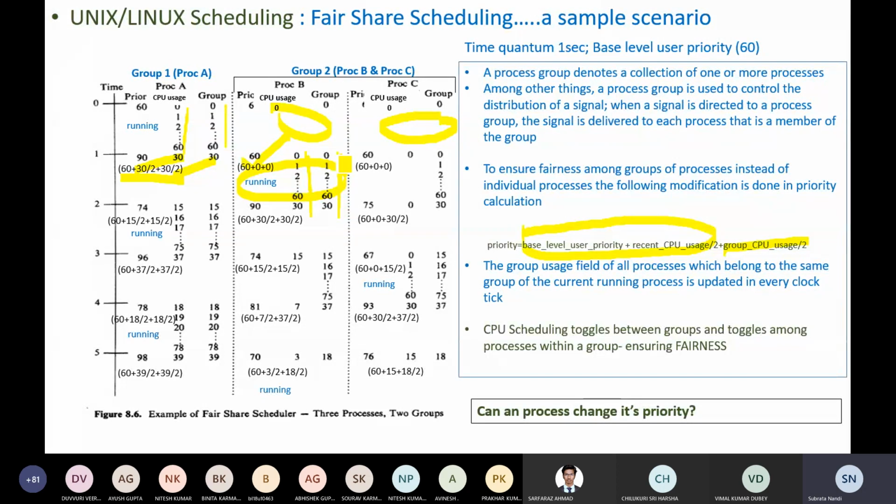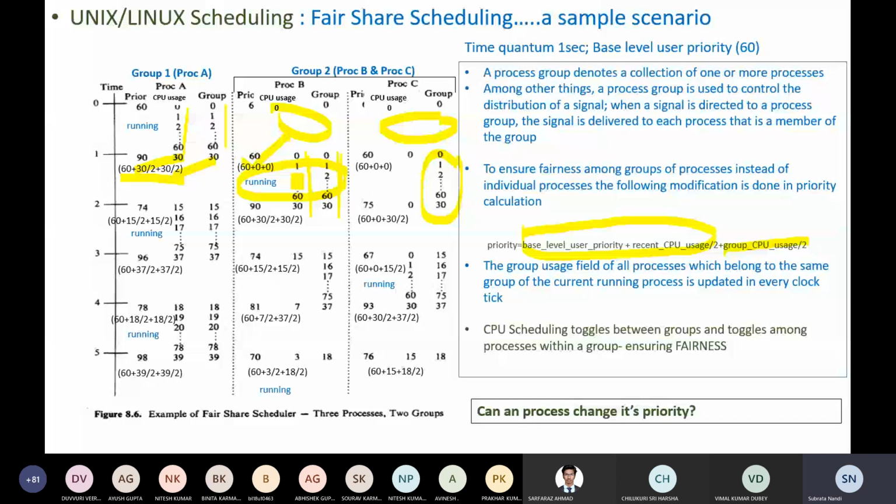So the idea is, if process B or C, any of them, is using the CPU, then C is also getting penalized. You see, C is not using the CPU. Can you notice this here? C is not using the CPU, but C is getting penalized because its group usage field is getting accumulated even while B is using it. That is the only trick. Are you getting the point?